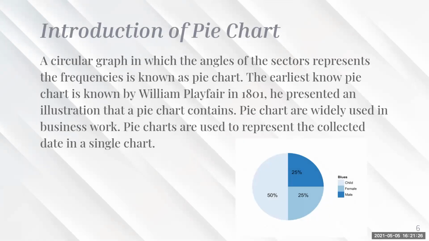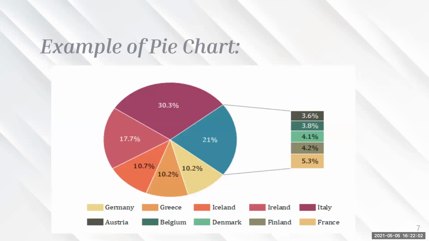Introduction of pie chart. A circular graph in which the angle of a sector represents the frequencies is known as a pie chart. The earliest known pie chart was made by William Playfair in 1801 AD. He represented an illustration that a pie chart contains. Pie charts are widely used in business work. Pie charts are used to represent the collected data in a single chart. This is the picture and example of a pie chart.